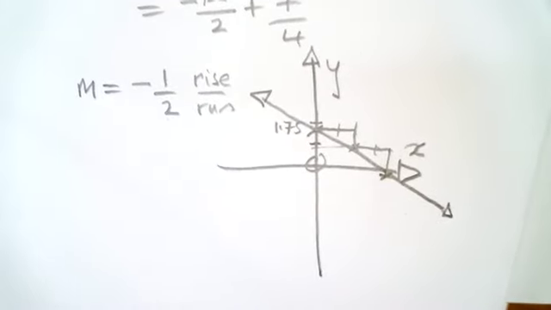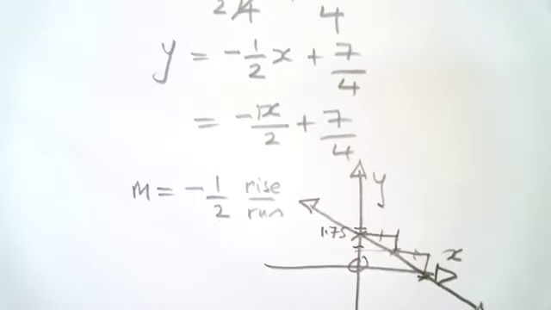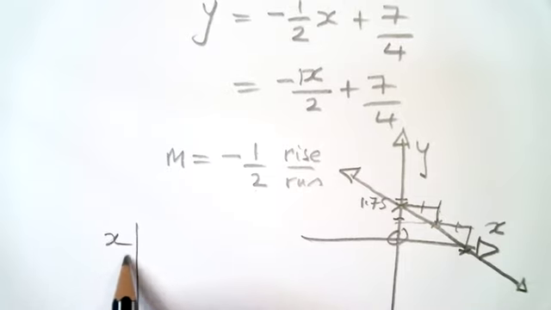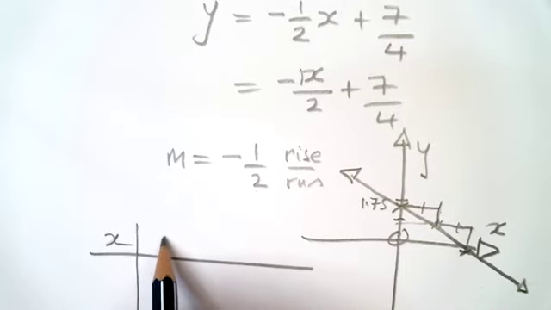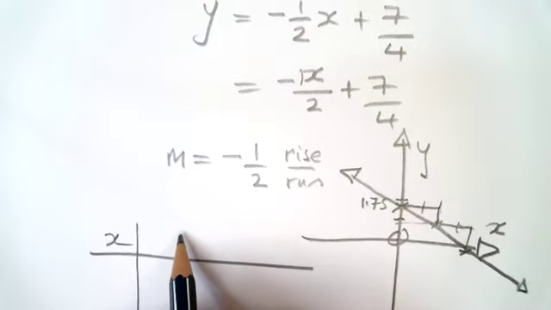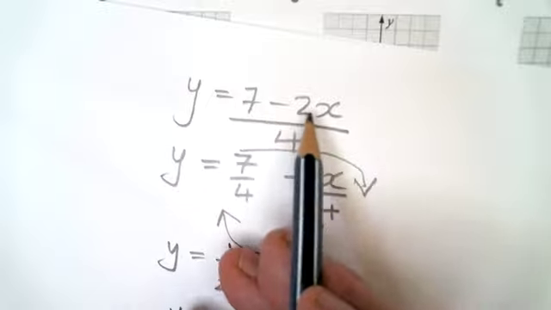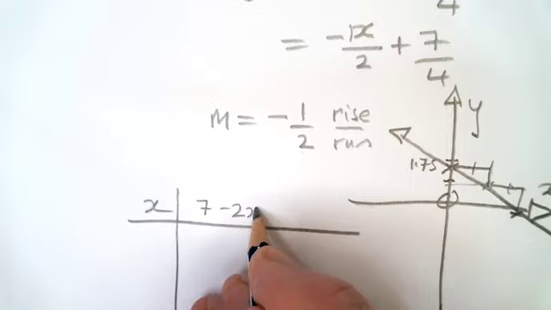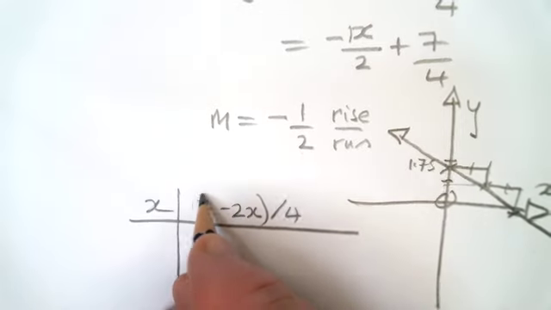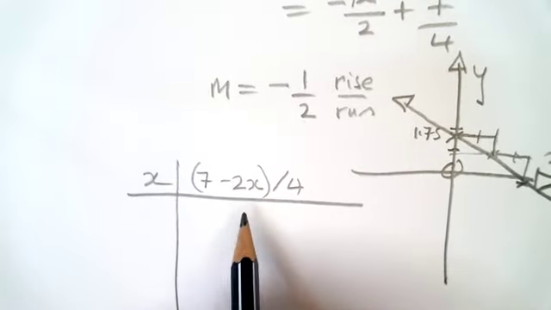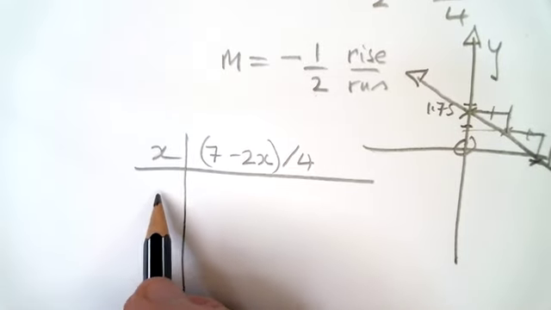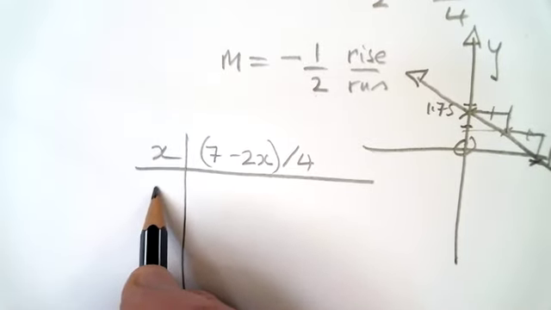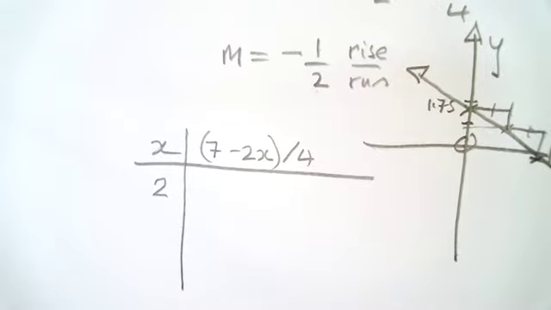The other way of drawing it, which is probably even better to get real accuracy, is to draw yourself up a table. And you could have my x here, and you can have the y over here. Now y is going to be negative half x, or I could actually just do the whole thing. Actually, I'm going to go 7 minus 2x on 4. Here we go. 7 minus 2x, all over 4 like that. And now I'm just going to work out what that number is. So let's give it a number. Let's say x was 2. What would y be?